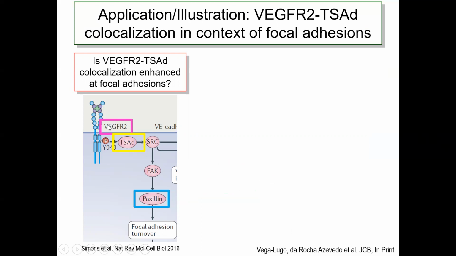Because interestingly, VEGFR2 TSAd signaling leads to focal adhesion turnover. And we noticed that VEGFR2, some of it at least, likes to hang out around adhesions. And so we were wondering whether that facilitates VEGFR2 signaling. And so we're going to focus for the rest of my talk on these three molecules, VEGFR2 and TSAd, and paxillin as a marker for focal adhesions.